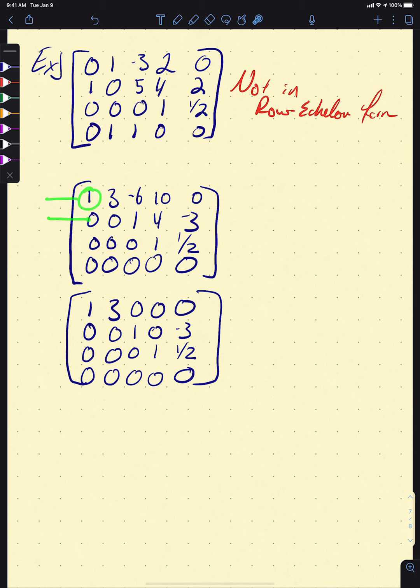Let's take a look at this next guy, right? So we walk this way, we hit a 1, we hit a 1, we hit a 1, and we hit a 0, which is fine, because there is no first non-zero entry. It's all zeros, right? When we look at our ones, we always take a step to the right going down, and our row of zeros is at the bottom. So this is in row echelon form. That's great.